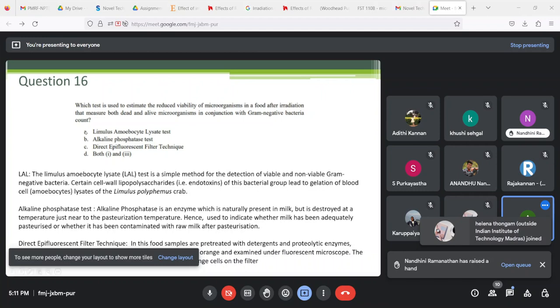So both LAL and the epifluorescent filter technique are techniques that are used to figure out how much bacteria is present inside the sample. So the answer is option D. Hope this is clear.